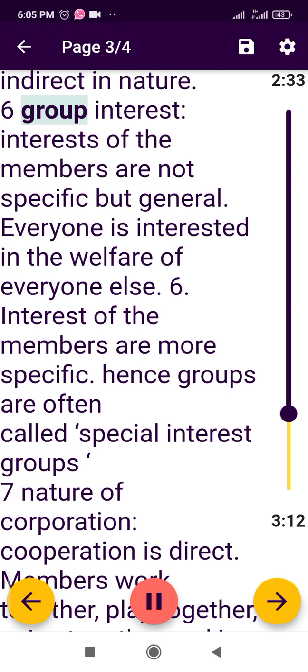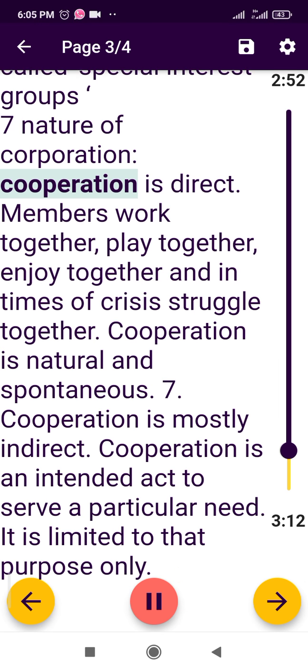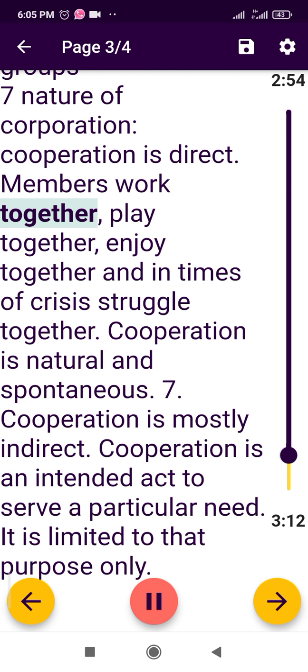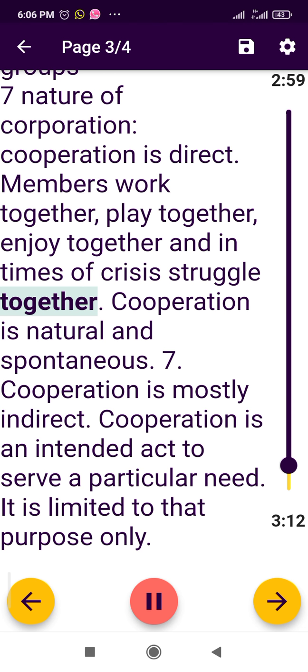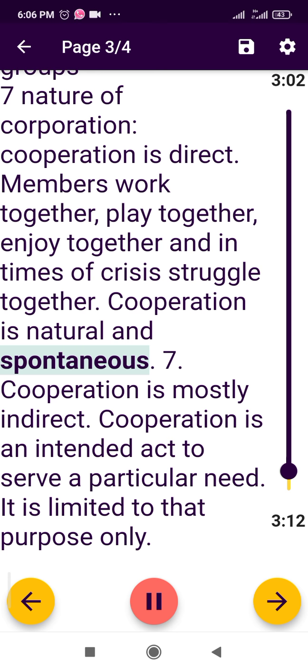6. Group interest. Interests of the members are not specific but general. Everyone is interested in the welfare of everyone else. 6. Interests of the members are more specific, hence groups are often called special interest groups. 7. Nature of cooperation. Cooperation is direct. Members work together, play together, enjoy together, and in times of crisis struggle together. Cooperation is natural and spontaneous. 7. Cooperation is mostly indirect. Cooperation is an intended act to serve a particular need. It is limited to that purpose only.